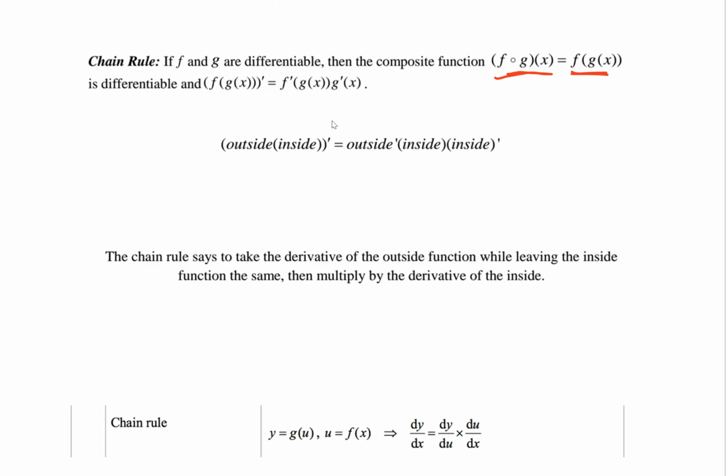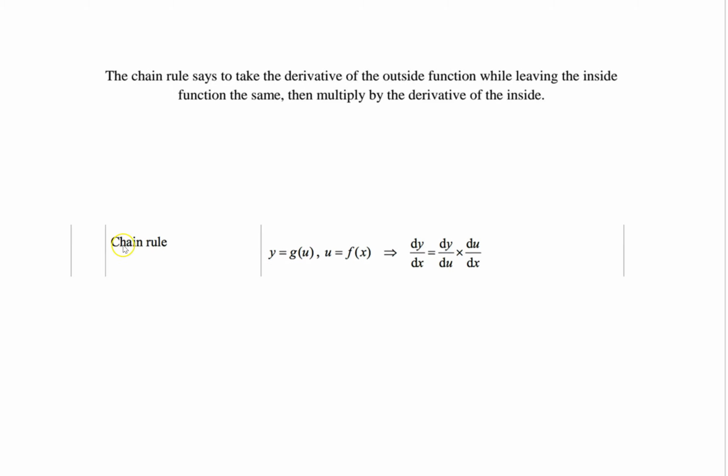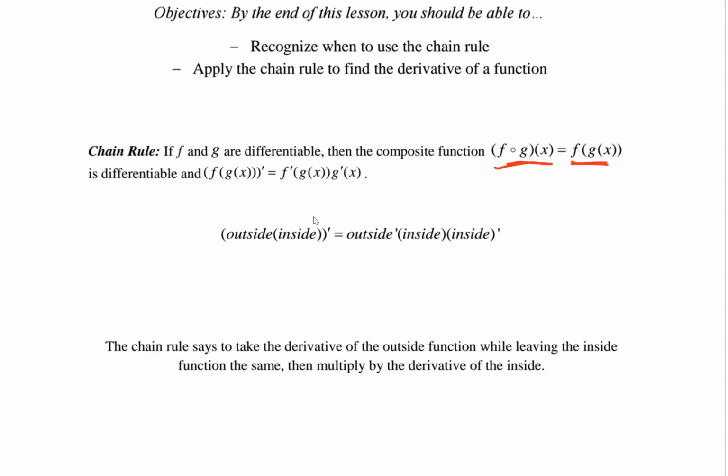But before I do that, I want to show you what the IB book has. This is your formula sheet. Chain rule equals this. That's a monstrosity that I have no idea what it tells me, right? So we're not going to be able to use that. You're going to have to memorize it.